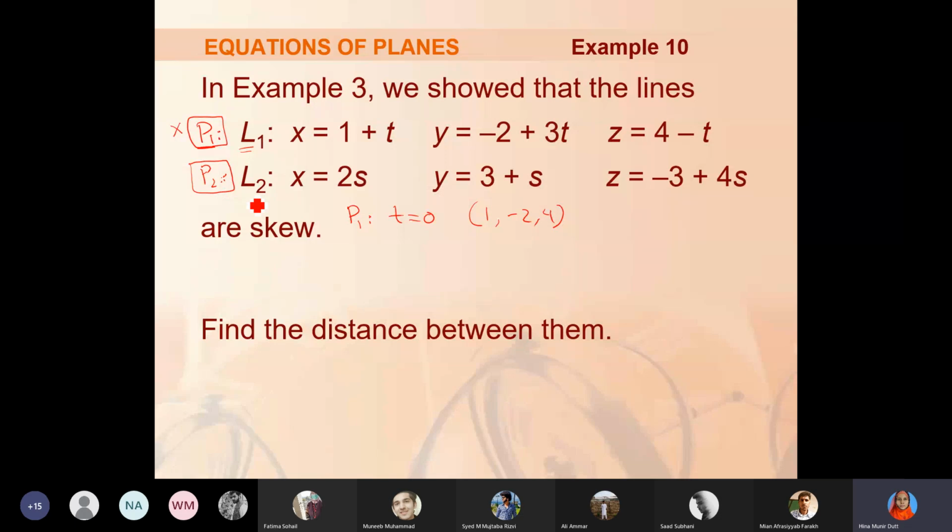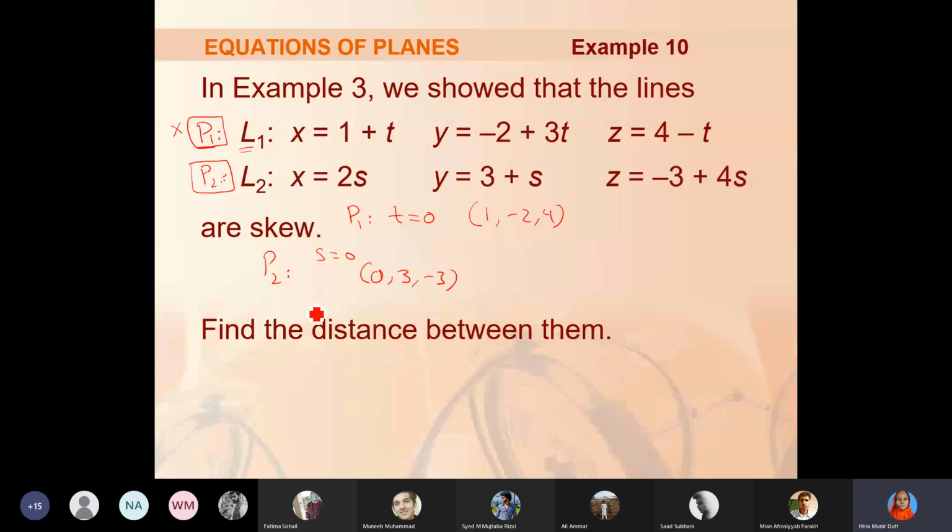So how to determine the equation of the plane P2? I need a point and a normal vector perpendicular to the plane P2. The point is very easy. Put s is equal to 0 on the line. Obviously this line L2 is lying on the plane. I will get 0, 3, -3.